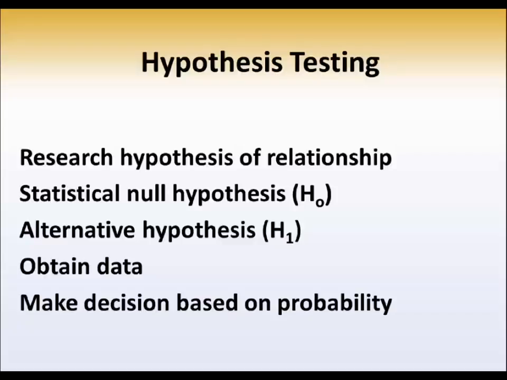So our procedure now is to obtain the data, analyze it statistically, and make a decision based upon probability. And that probability falls back to looking at the normal distribution. Remember those z-scores outside 1.96.